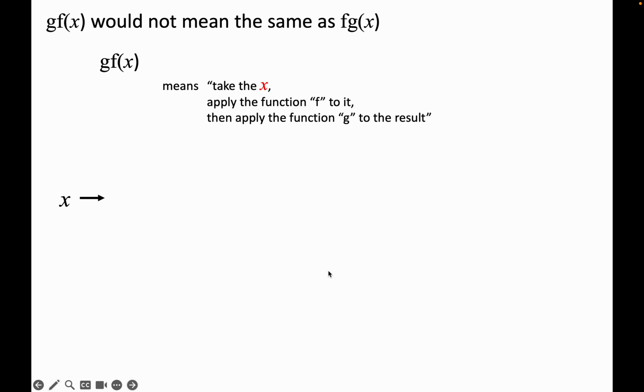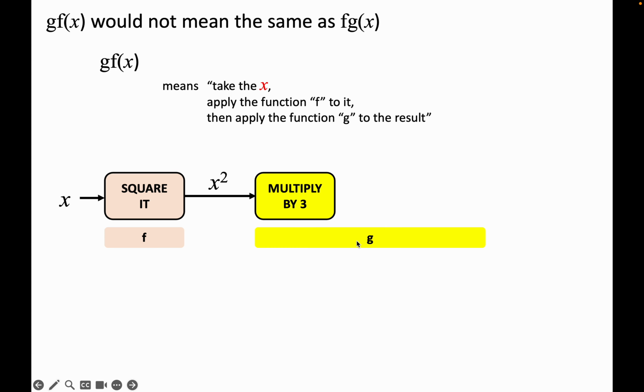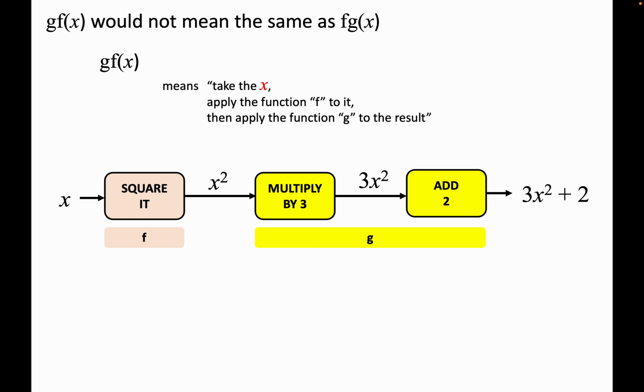So in a flowchart, take the x, we're going to apply the function f, which means to square it, and then we get x squared. And then we're going to apply the function g to the result, which means to first multiply that by 3. So take that x squared and multiply it by 3 to get 3x squared. And then add 2 to that to get 3x squared plus 2. So that's different from what we got for fg of x.